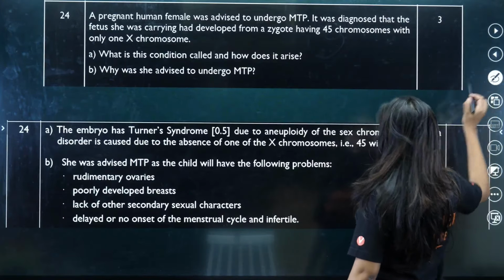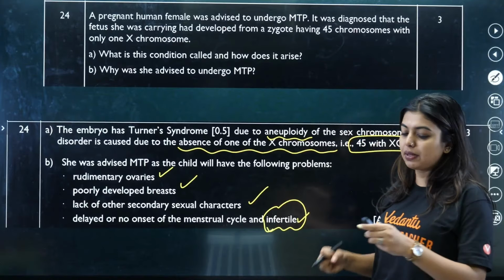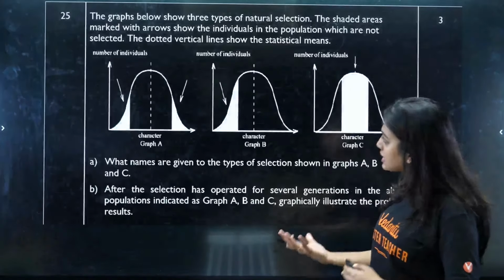And infertility. So if these conditions are there, why would the doctor not ask to do MTP? The doctor will definitely tell, please do MTP. There are a lot of cases where they cannot identify it during the scan; maybe when they scanned, the baby was okay, and later in the stages some kind of changes happened. So a lot of people have Turner syndrome, okay? And have you seen the moon-shaped face people? Those kinds of things happen.